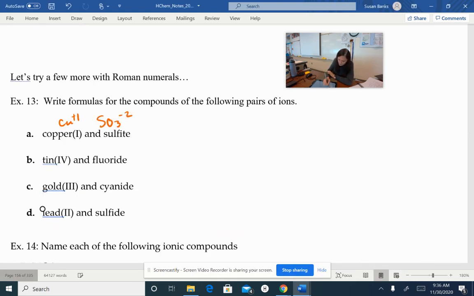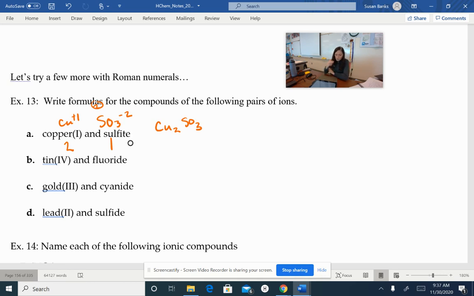SO3 -2. So what's my least common multiple between +1 and -2? Hopefully you guys said 2. So how many coppers am I going to need? I'm going to need 2 coppers, and I'm going to need 1 sulfite. So I will write this Cu2SO3 for copper 1 sulfite. How'd you do on that one?